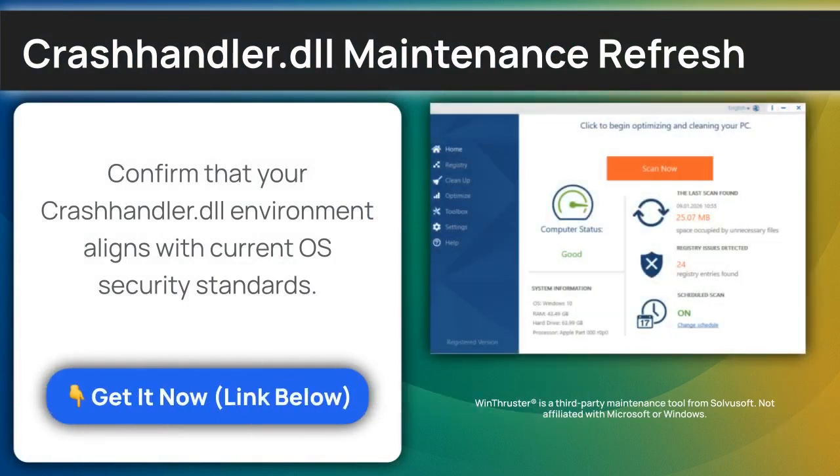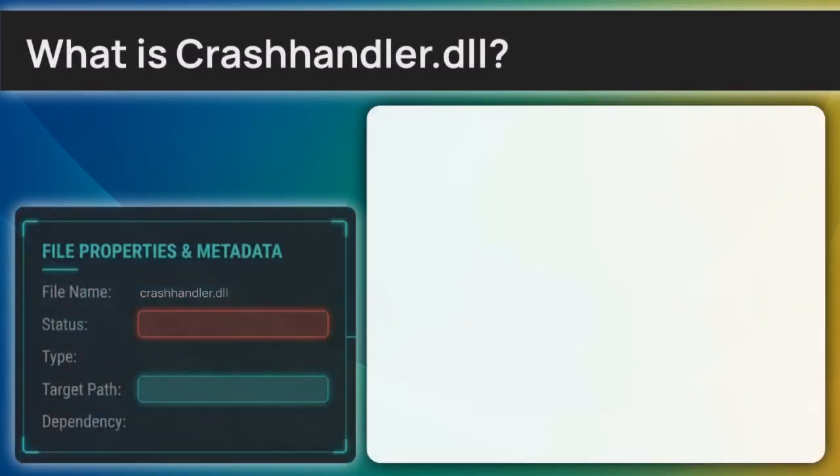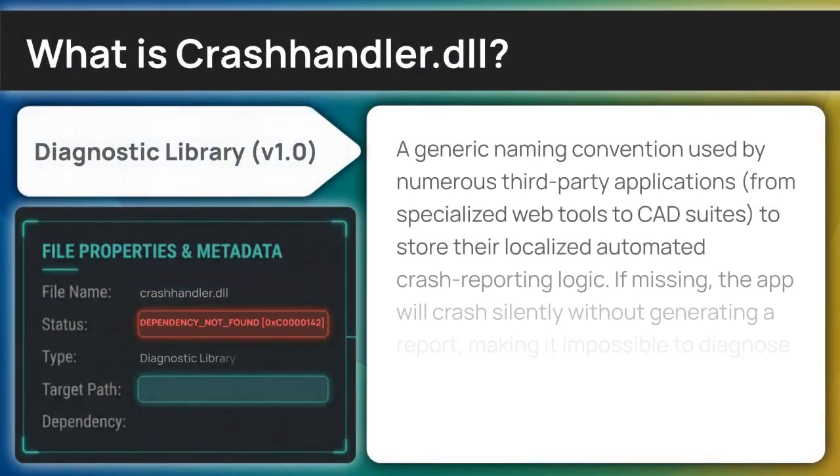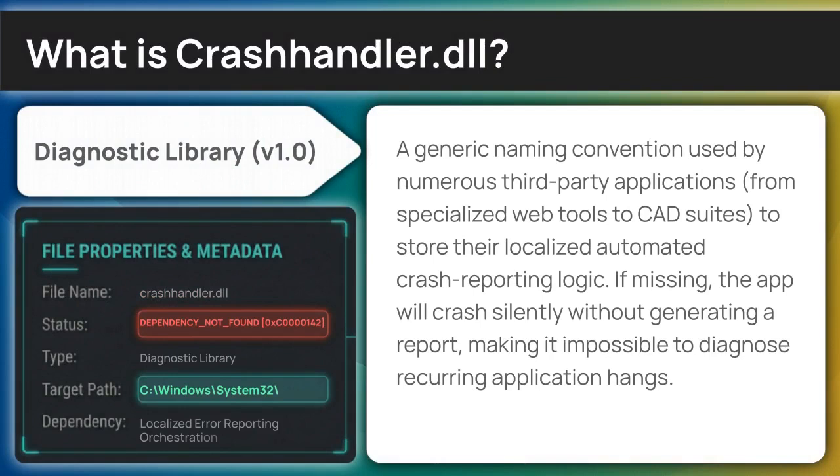This is the Crashhandler module, a generic naming convention used by numerous third-party applications, from specialized web tools to CAD suites, to store their localized automated crash reporting logic. If missing, the app will crash silently without generating a report, making it impossible to diagnose recurring application hangs. Now let's get this fixed up.